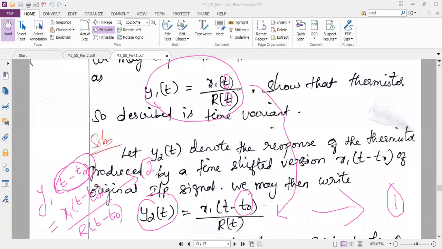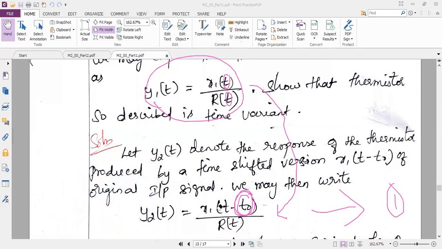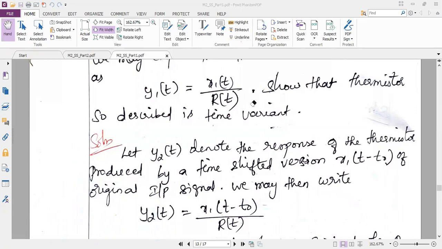Equation 1 is obtained only when there is a shift in the input. Equation 2 is obtained by shifting the output. When my output is shifted, that means where t is there, everywhere we have to replace it with t minus t naught. So I got equation 1 and equation 2. Remember, if there is no integration operation or differentiation operation in equation 1 and 2, we cannot make the right hand sides of the two equations equal.